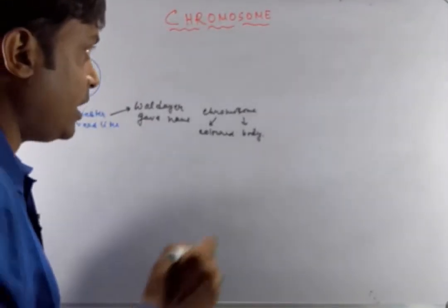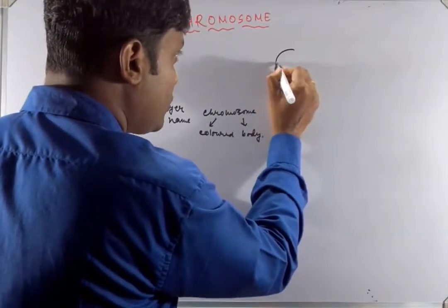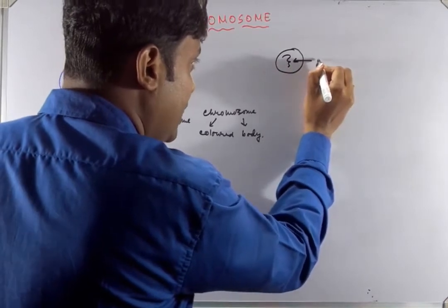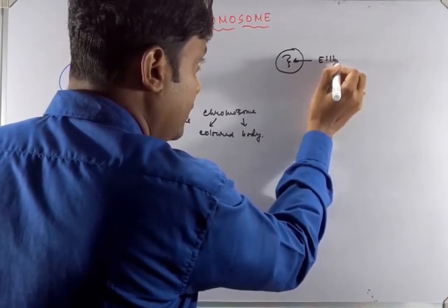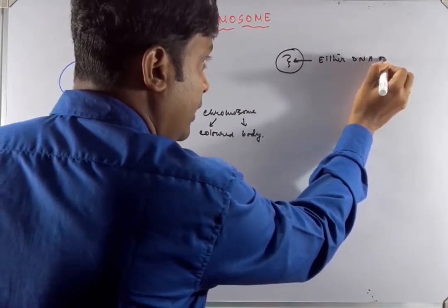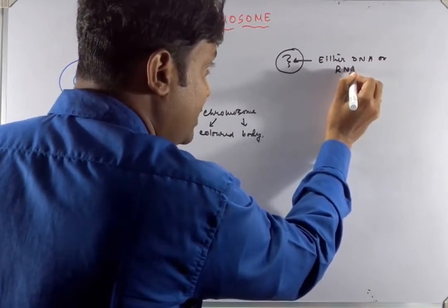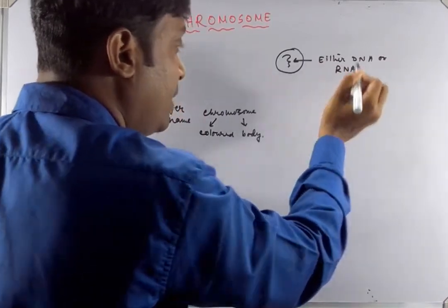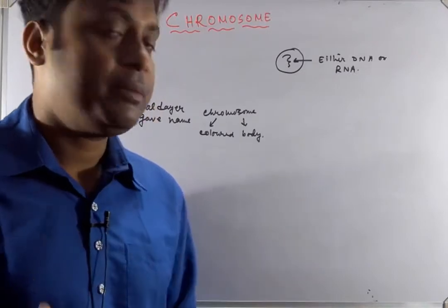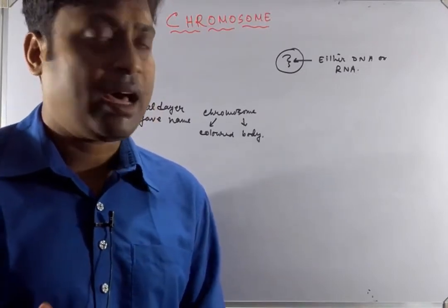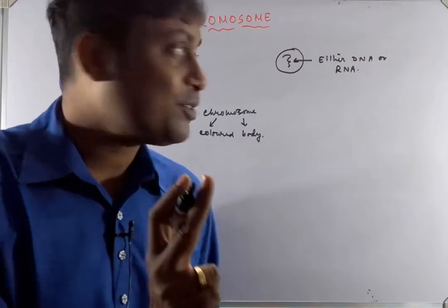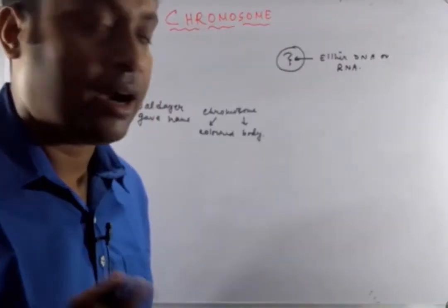We will start with the virus. In the virus there is a nucleic acid, either DNA or RNA. This DNA may be double-stranded or single-stranded, and RNA may also be double-stranded or single-stranded. The RNA-containing viruses are usually called riboviruses. So the viral chromosome is either DNA or RNA.